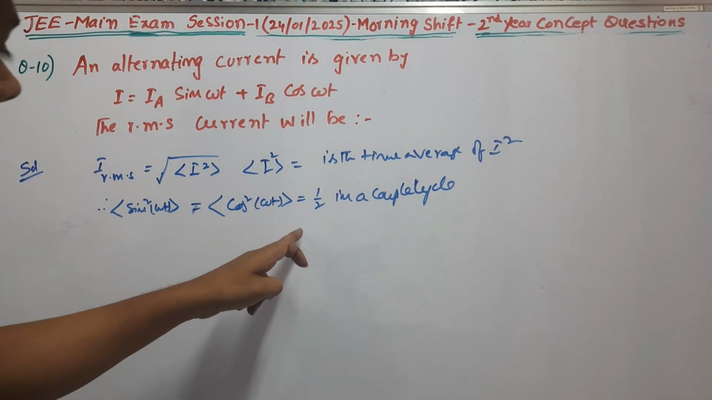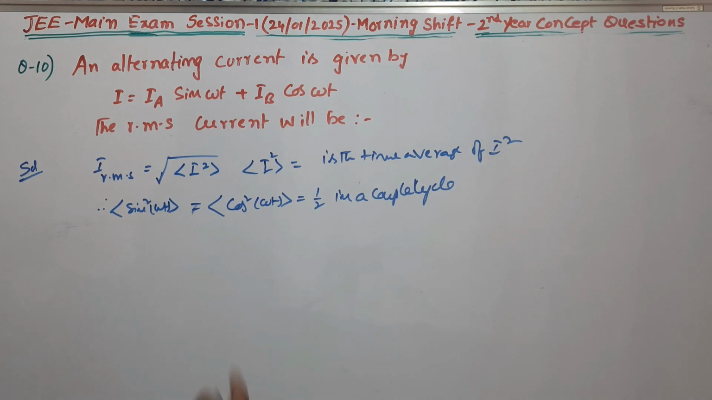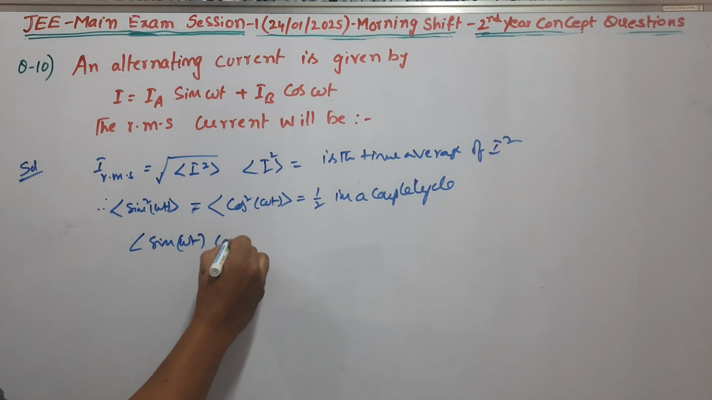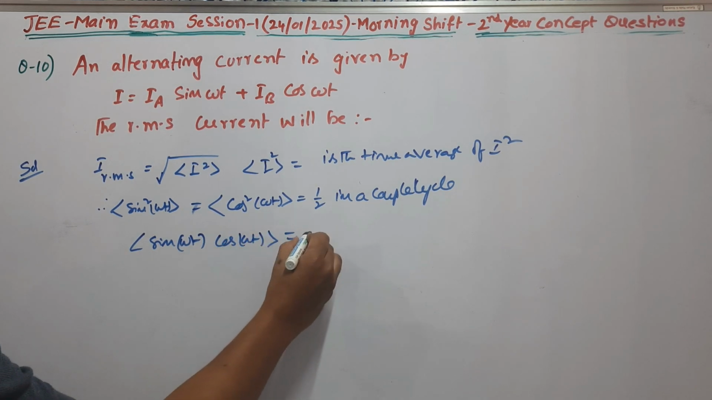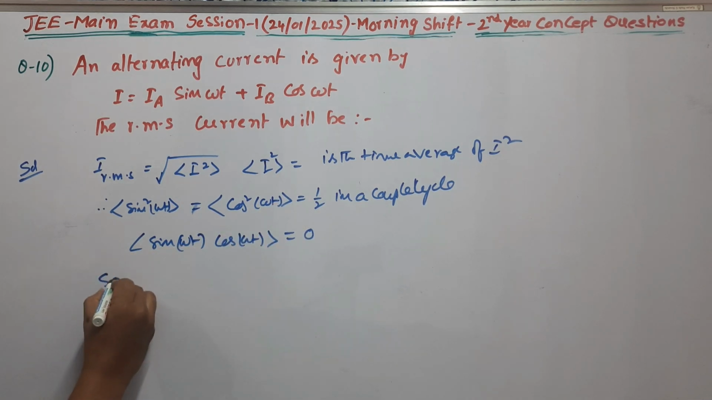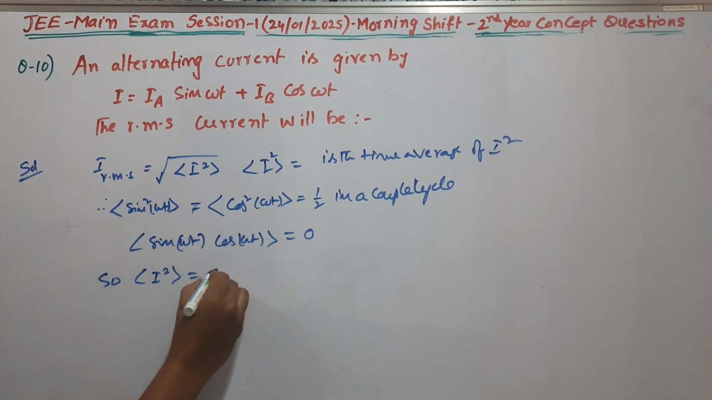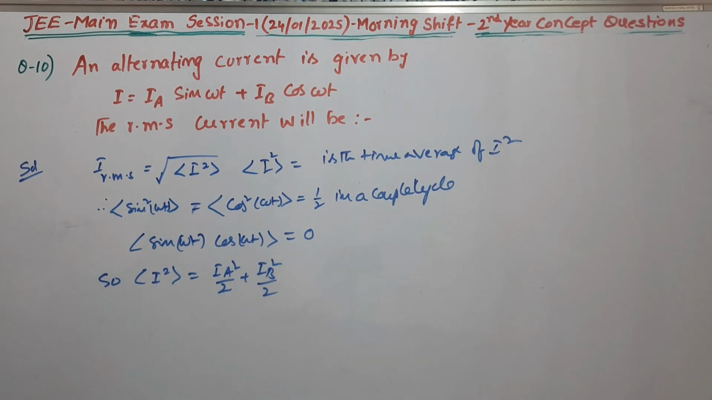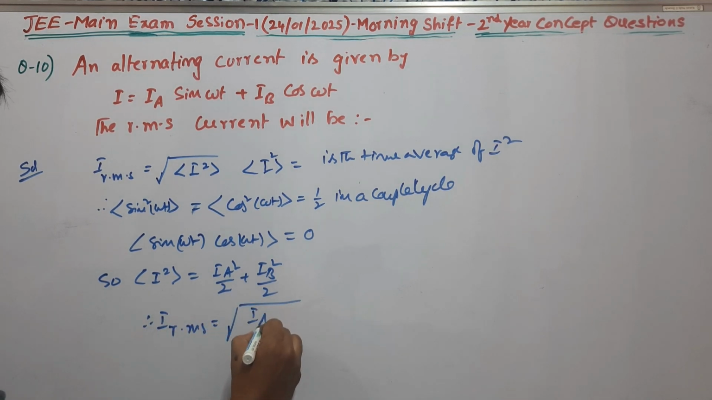Okay, what is that? Average value is equal to 1 by 2. Okay, similarly, sin omega t into cos omega t is also equal to 0. The product is 0. This square is equal to 1 by 2. Okay. So, mod I square is equal to I a square by 2 plus I b square by 2. Therefore, I RMS is equal to under root I a square plus I b square by 2. So, this is the answer for this question.